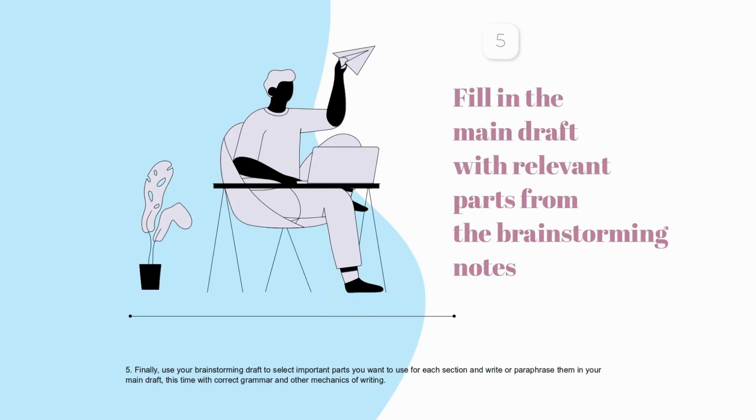5. Finally, use your brainstorming draft to select important parts you want to use for each section and write or paraphrase them in your main draft, this time with correct grammar and other mechanics of writing.